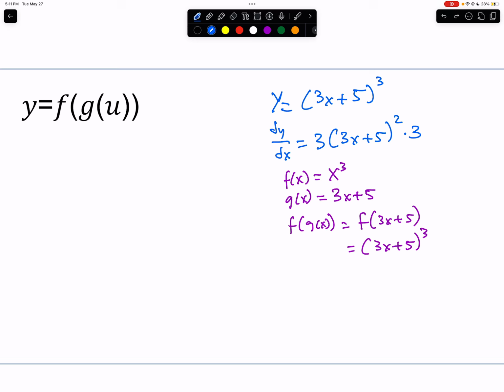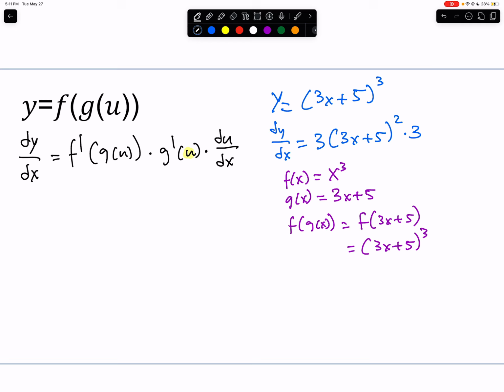So dy dx in this case would just be f prime of g of u times g prime of u. And remember, since this is in terms of u, we need to do the chain rule once again because we're taking the derivative with respect to x, so this will be times du dx.